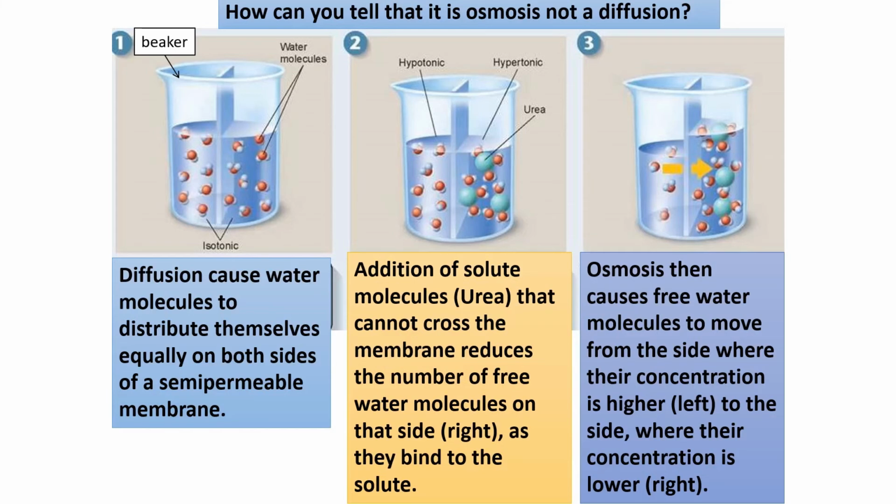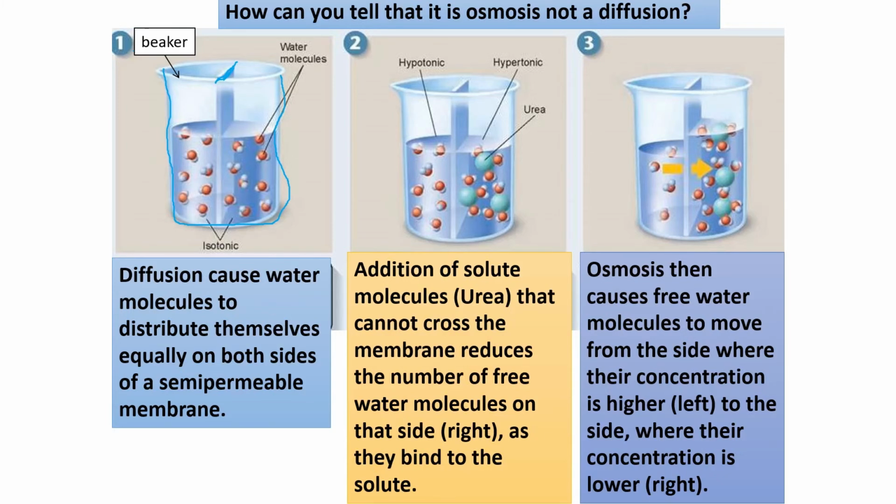Okay, next we will see how you can distinguish what's happening in these beakers, osmosis or diffusion. If we look at beaker number 1, a beaker is like a big glass, and we see we have a separation in here. So this is a membrane in here.